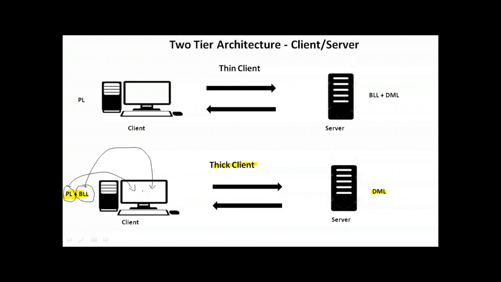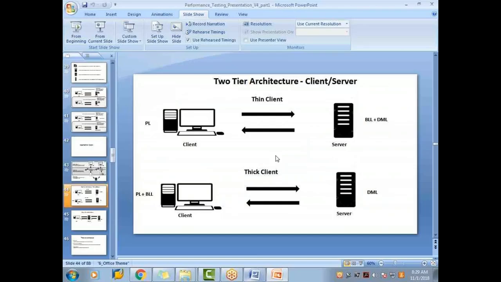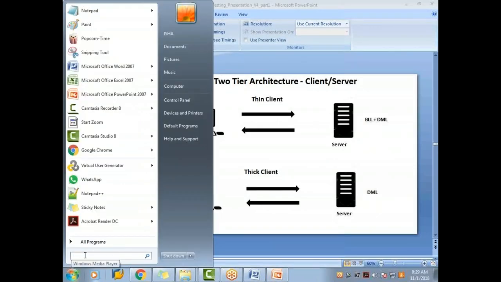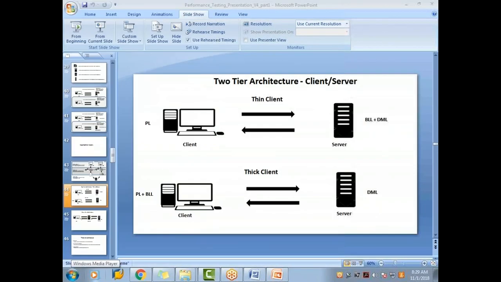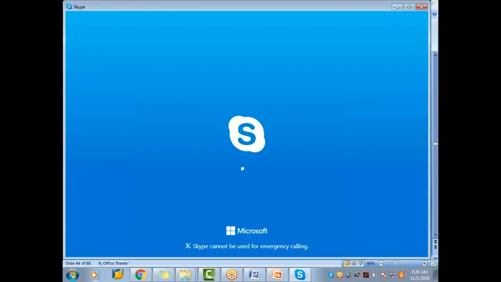Can you come up with some application wherein you have to install it on your desktop or a laptop? Can you remember anything that you have downloaded and installed? Whatever you have downloaded is code, right? You're downloading and installing it on your client machine. Wonderful, Sneha. Skype. I think I have Skype installed on my machine. I have downloaded and installed Skype on my machine, so this is a thick client.